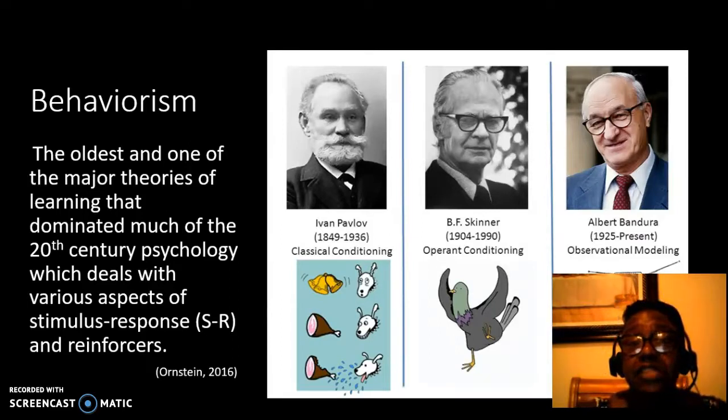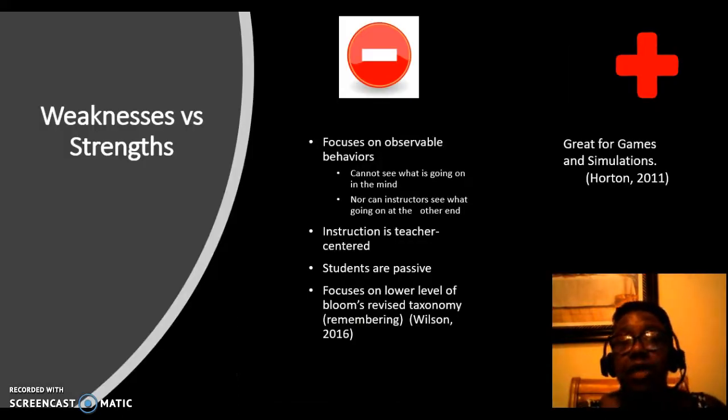Some of the theorists were Ivan Pavlov, B.F. Skinner, and Albert Bandura. The weaknesses versus strengths of this theory.